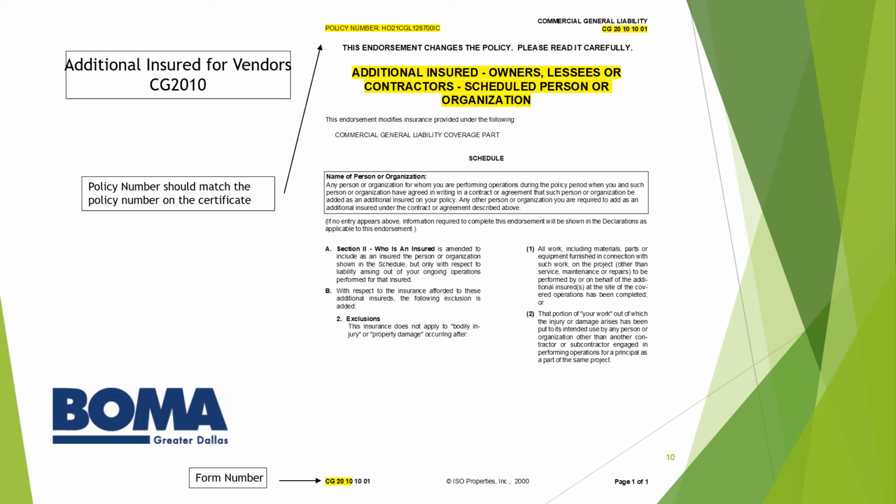The CG 2010 is an endorsement that you're going to see for contractors only. And if you look at the bottom left, that's where you see CG 2010. So that's how you know what form number we're talking about. And then also it's spelled out for you on the top of the page. That's the additional insured for owners, lessees, or contractors. So that right there tells you that we're going to be talking about contractors here and not the relationship with the building owner, manager, or the lessor.